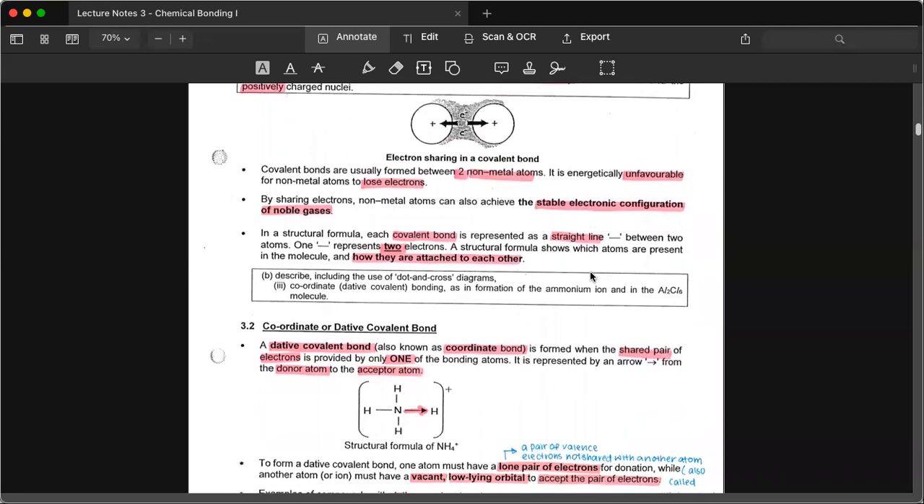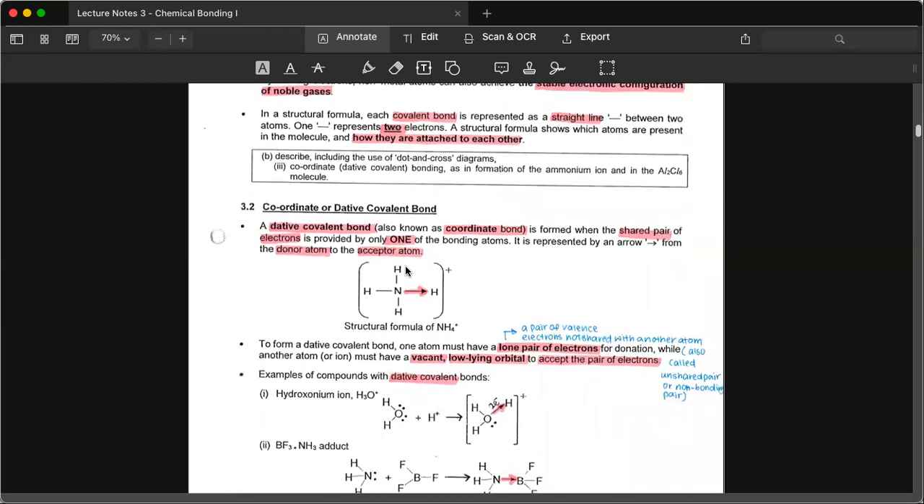In the structural formula, each covalent bond is represented by a straight line between two atoms. One line represents two electrons. A structural formula shows which atoms are present and how they are attracted to each other. A dative covalent bond, also known as a coordinate bond, is formed when the shared pair of electrons is provided by one of the bonding atoms. It is represented by an arrow from the donor atom to the acceptor atom, like in NH4+.